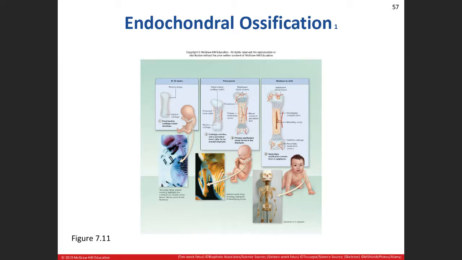So steps 2 and 3 are going to happen still when you're inside your mom. After you're born and during your childhood years, that's when we're going to start the formation of your medullary cavity. But our secondary ossification centers will start to occur all during this time.